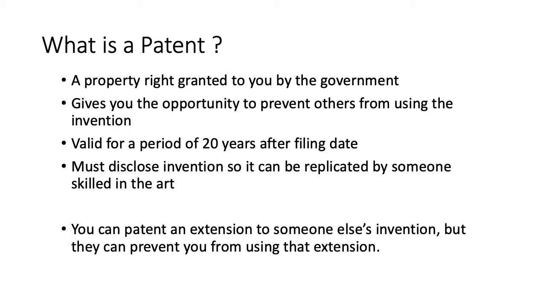But what is a patent? A patent is a right given to you, the inventor, by the government that allows you to prevent others from using your invention without your permission. You have to fully disclose the invention in a way that others can replicate it. In exchange for that disclosure, you're granted exclusivity for 20 years in most countries, which means you can prevent others from using your invention.